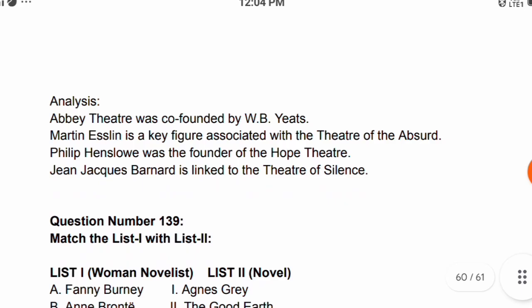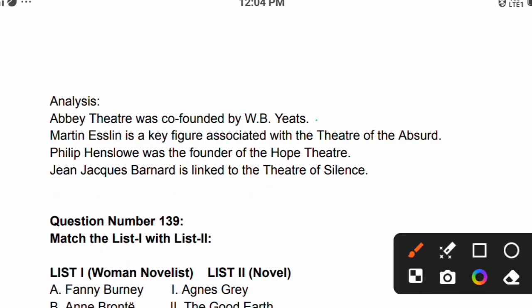See, Abbey Theatre was co-founded by W.B. Yeats. Martin Esslin is a key figure associated with the Theatre of Absurd. Philip Henslow was the founder of the Hope Theatre, and Jean-Jacques Bernard is linked to the Theatre of Silence. These are the correct answer options that founded the theatre. Next, move on to the next question.